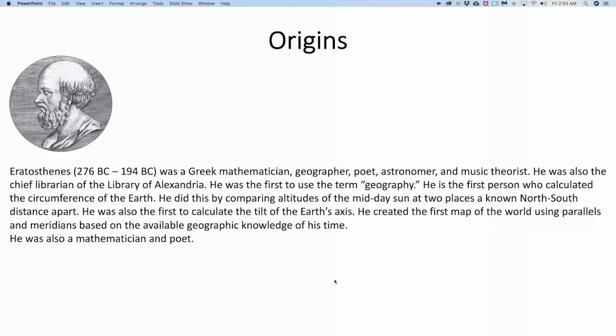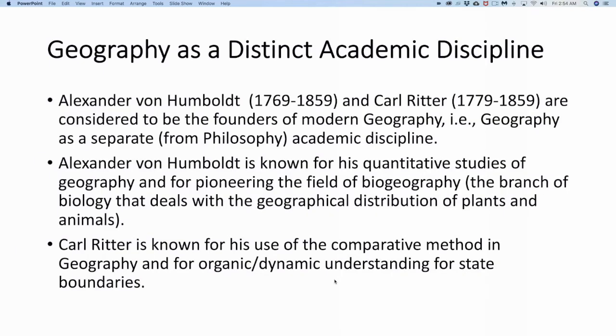The origins of geography go back to the ancient world. Eratosthenes was a Greek mathematician, geographer, poet, astronomer, and musical theorist. He was also the chief librarian of the Library of Alexandria, and he was the first to use the term geography, which is why I included him in this lecture.